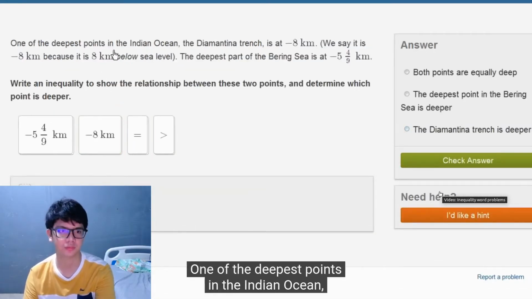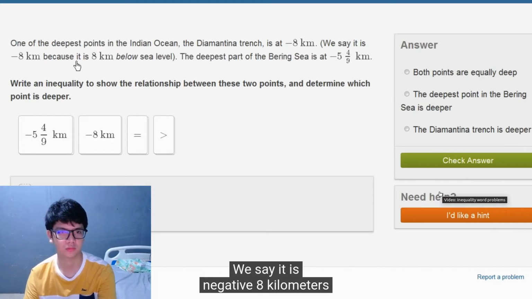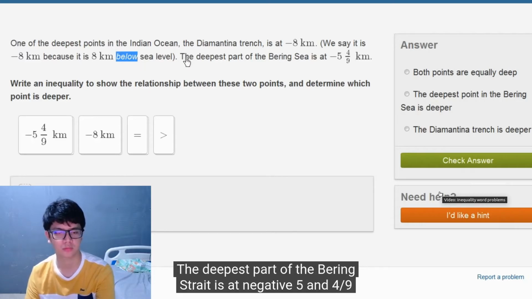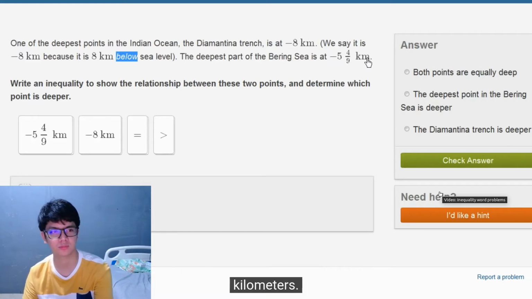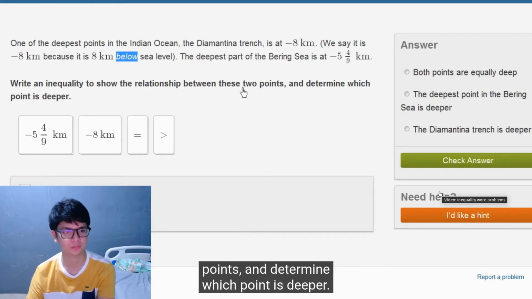One of the deepest points in the Indian Ocean, the Diamantina Trench, is at -8 kilometers. We say it is -8 kilometers because it is 8 kilometers below sea level. The deepest part of the Bering Strait is at -5 4/9 kilometers. Write an inequality to show the relationship between these 2 points and determine which point is deeper.